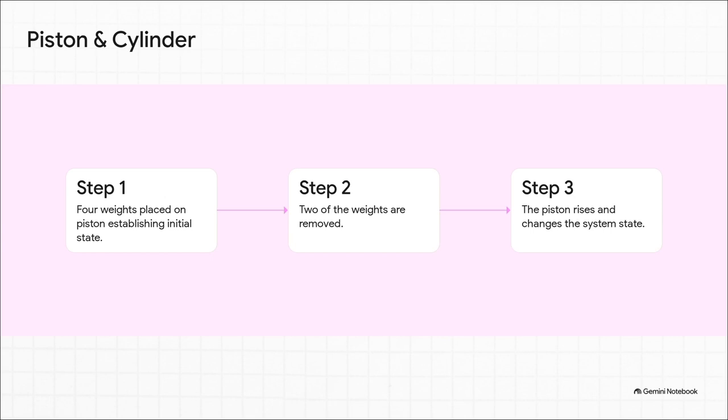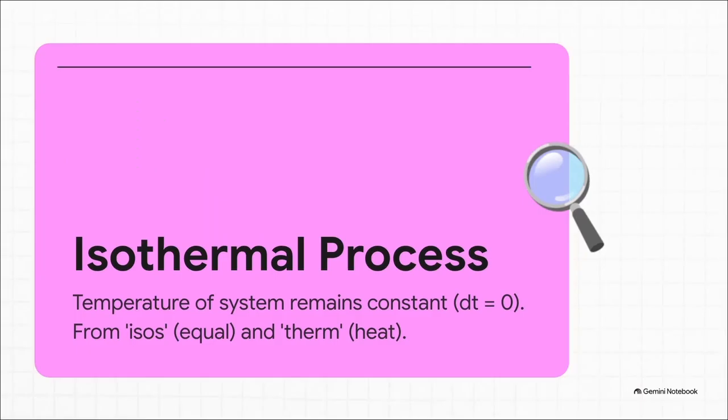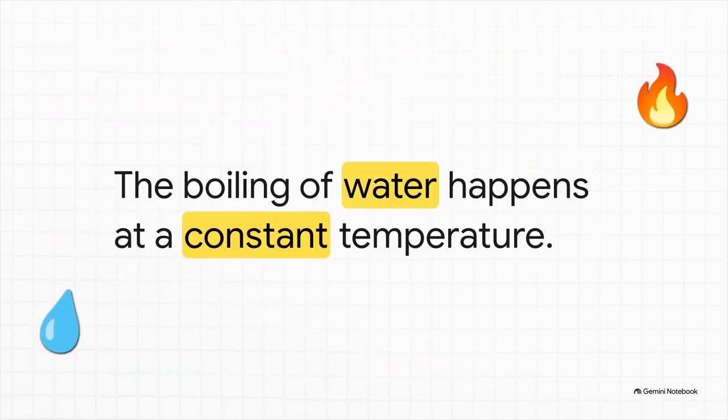Then, moving on to part 2, isothermal and adiabatic processes. Let's see how Greek roots can actually help us decode this science. First up on our tour is the isothermal process. The name really gives it away. It's derived from the Greek words isos meaning equal and thermon meaning heat. Equal heat. Basically, in an isothermal process, the temperature of the system stays absolutely constant as it changes from start to finish. The initial and final temperatures are totally identical, meaning the change in temperature, represented by dT, is zero.